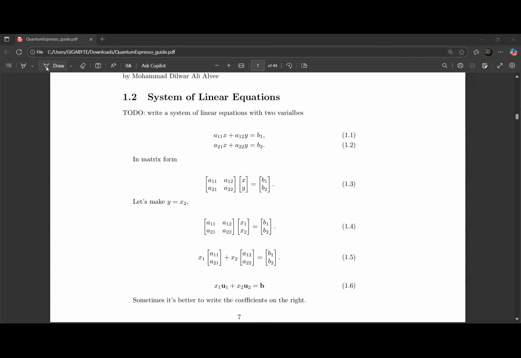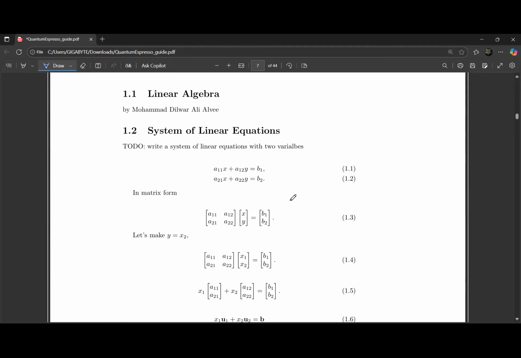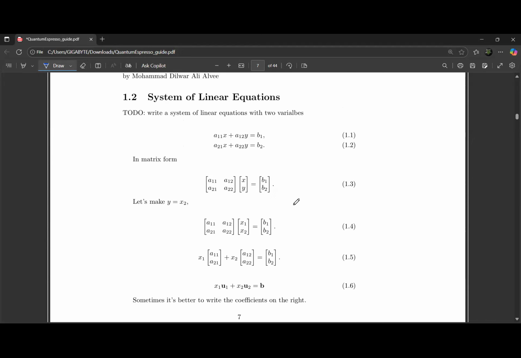I think I might draw, that would help a lot. And for simplification, we can change the y and present it as x2. This is the most simple form of presenting linear equations in matrix forms. And what are the benefits of this? We can solve some bigger sets of equations pretty easily with that.